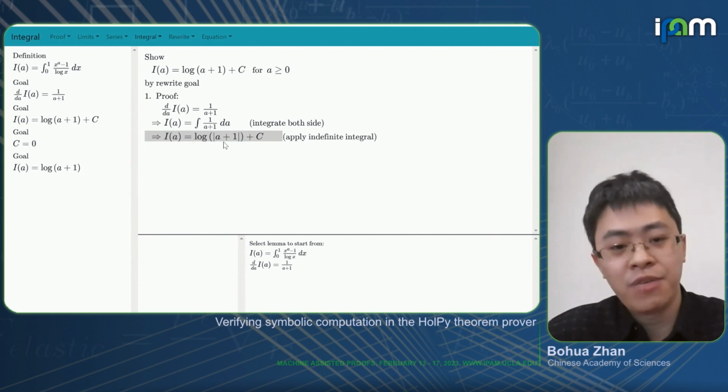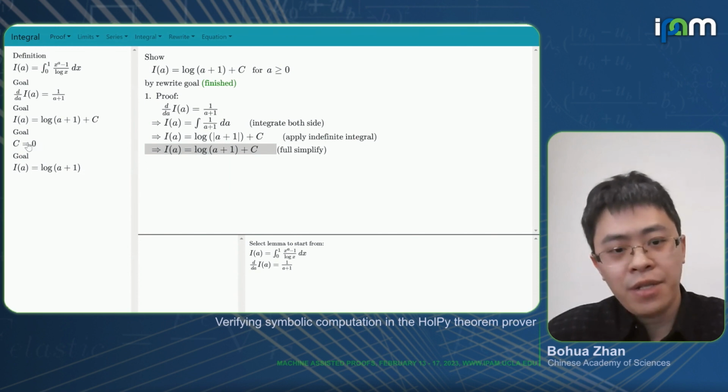Actually, not the final answer, because we need to simplify away the absolute value sign here, which we can do because we have the condition a greater than or equal to 0 in this goal. And so the system is able to notice that and simplify away the absolute value sign.